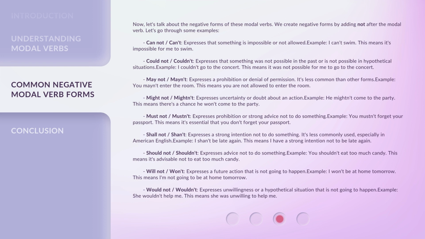Will not, won't, expresses a future action that is not going to happen. Example: I won't be at home tomorrow. This means I'm not going to be at home tomorrow.